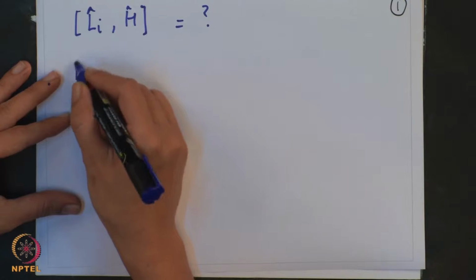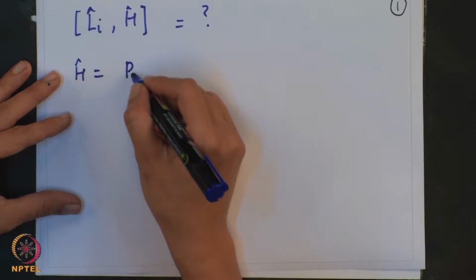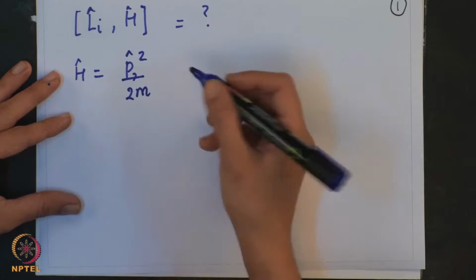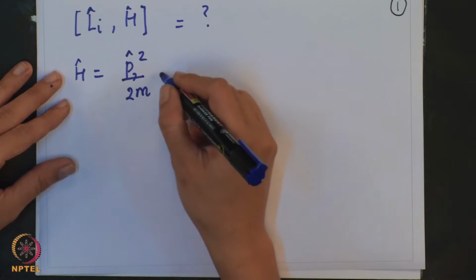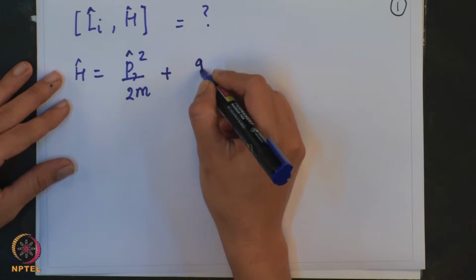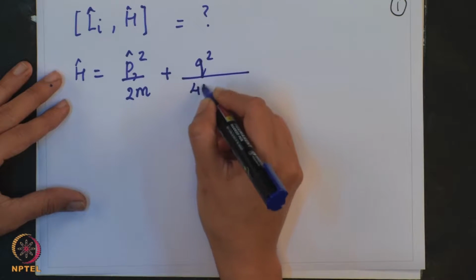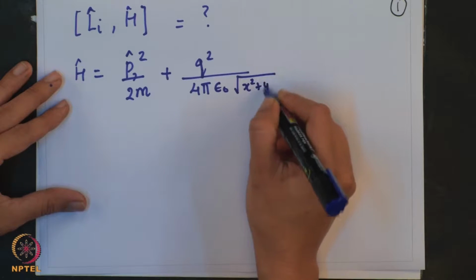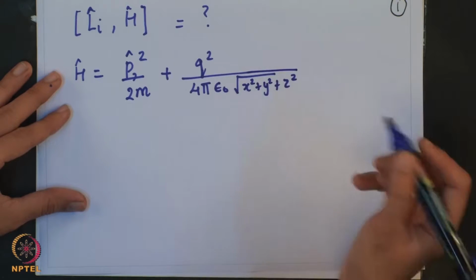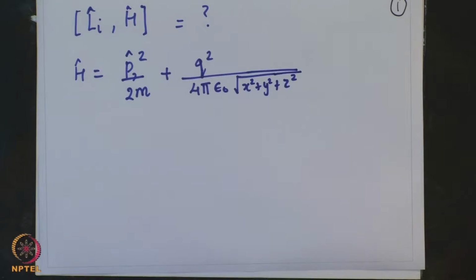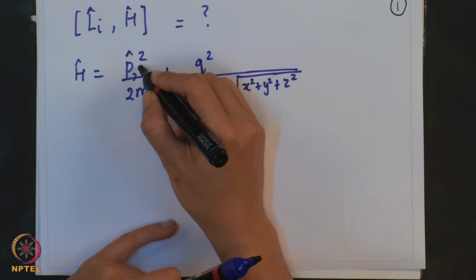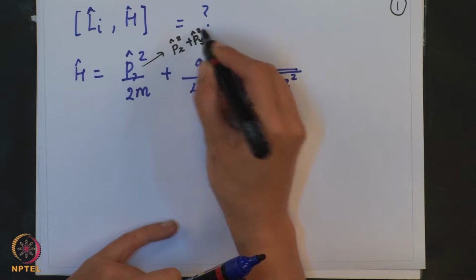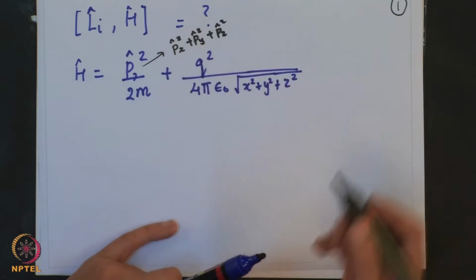So, the Hamiltonian here is P square upon 2m, this is the kinetic part. Now, the potential is Coulomb potential. So, you have q square upon 4 pi epsilon naught square root of x square plus y square plus z square. And this p square, when I write explicitly, is px square plus py square plus pz square.